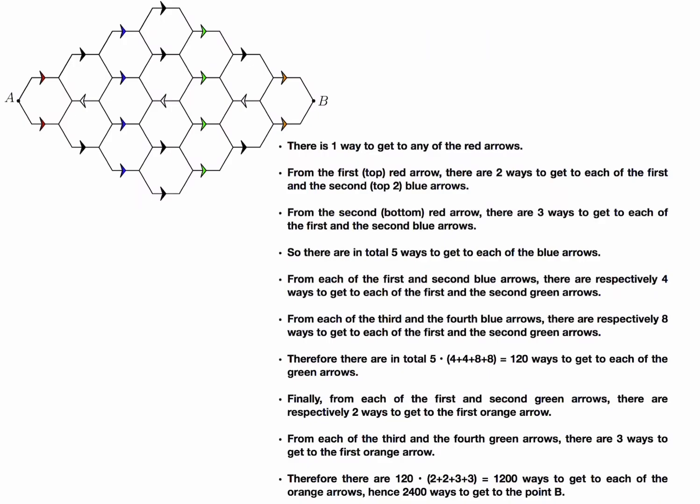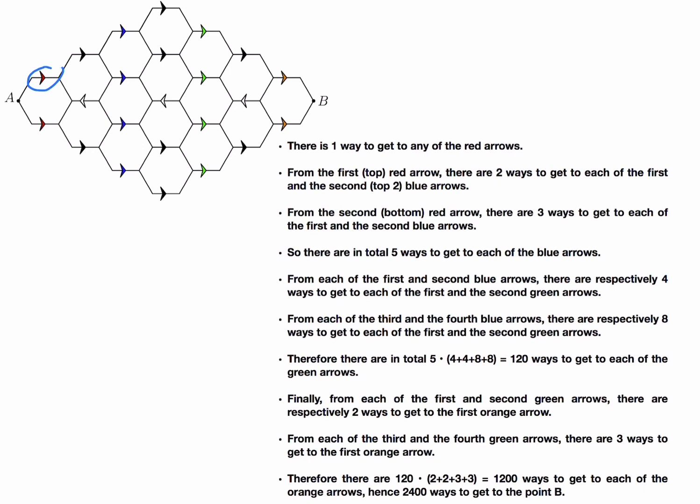Well, this is a rather challenging question. This diagram colors the paths. You've got red, black, blue, black again, green, black, and orange. And we have a very nice explanation, so I'll just go through it and then you can verify it. There is one way to get to any of the red arrows. There's only one way to get there and only one way to get there.